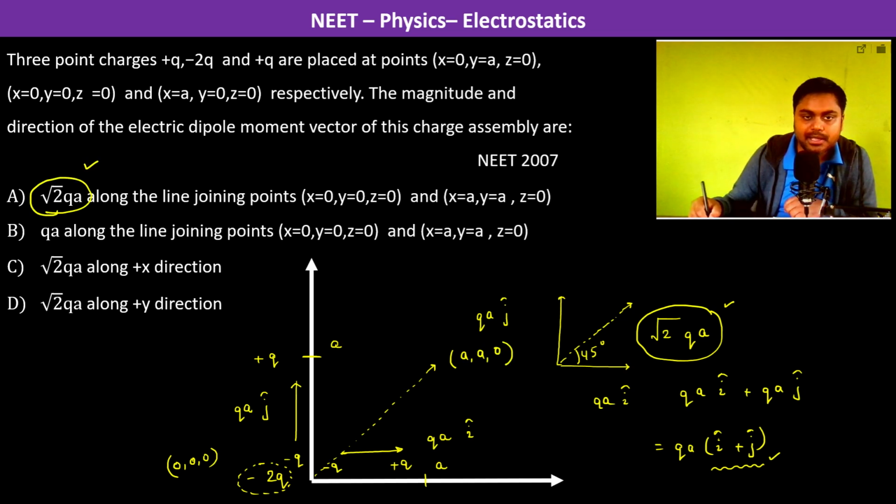Okay, and from x equals 0, y equals 0, z equals 0 to x equals y equals a, z equals 0. So therefore the answer is going to be a.